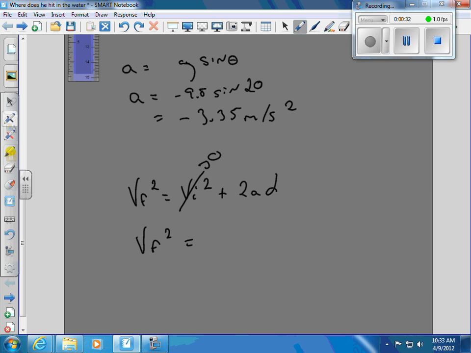So velocity final is 2 times 3.35 times 5.1. Would your d be negative or positive? Yeah, I guess it would be a negative. Yeah, it'd be a negative.